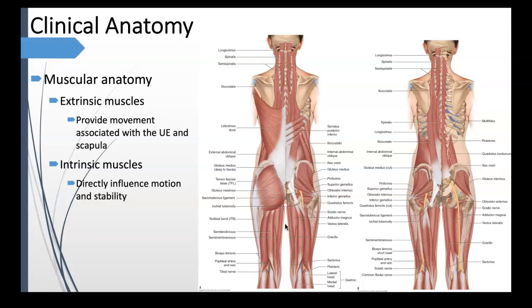Your intrinsic muscles, however, because they are closer to the spine, ultimately play a major role in creating spinal stability and also allowing the vertebral column to move into its different ranges of motion, right? Which brings me to a tangent.